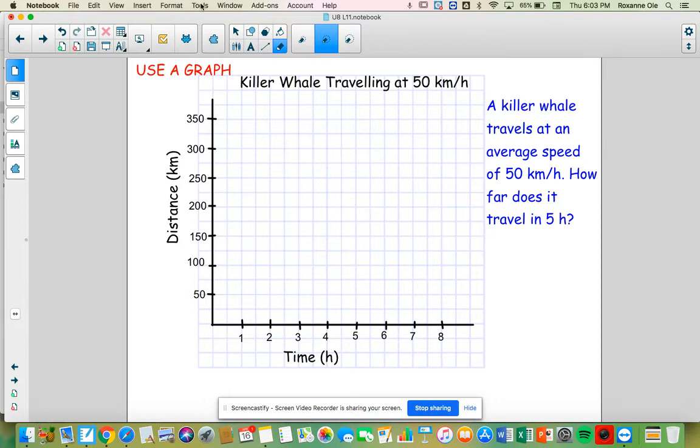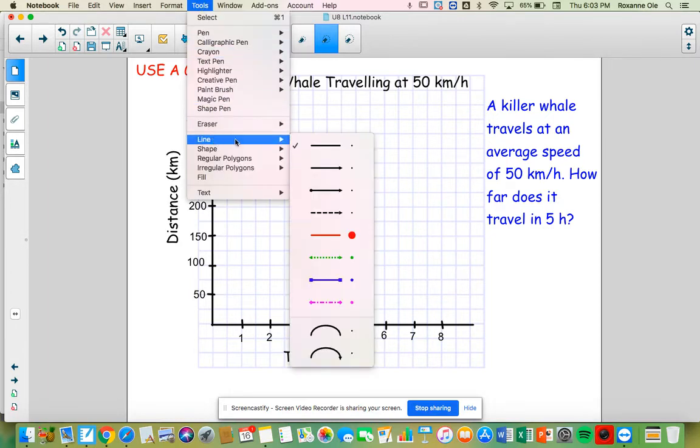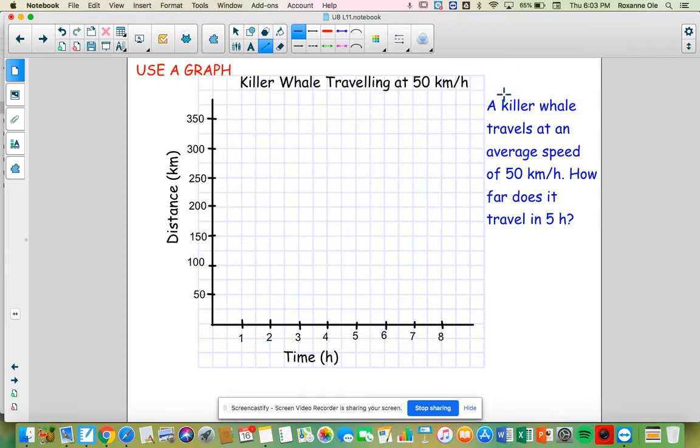So in this one, we are going to read this word problem. A killer whale travels at an average speed of 50 kilometers per hour. How far does it travel in 5 hours? So if we're making a graph, we would put obviously time across the bottom on the x-axis, because time usually goes on the x. The distance in kilometers here. So how far does it travel in 5 hours?